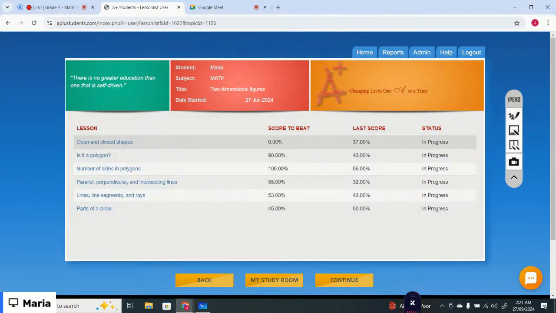The next lesson is parallel, perpendicular, and intersecting lines. Let's just start with the next lesson.